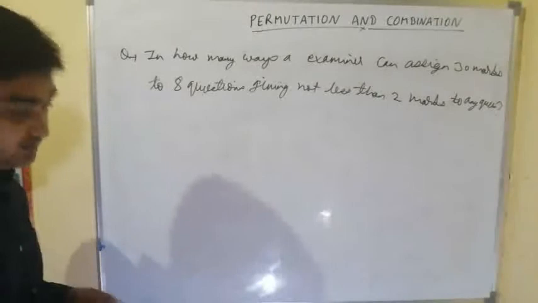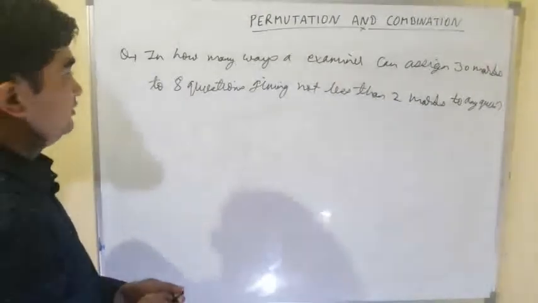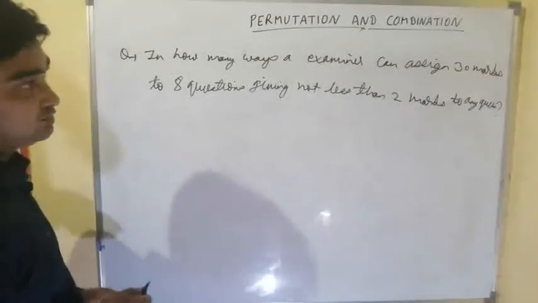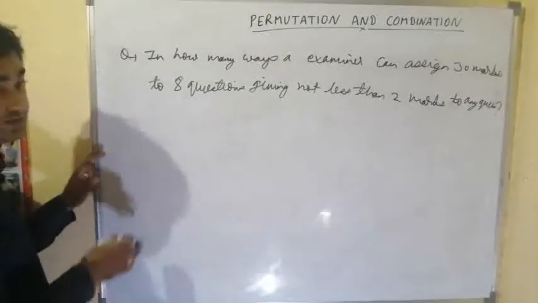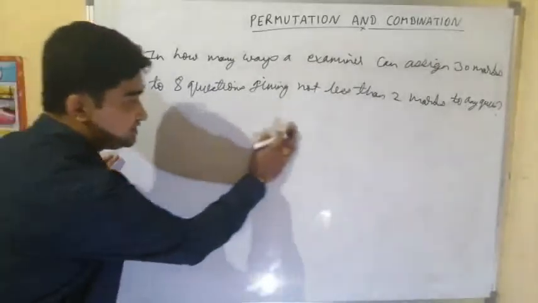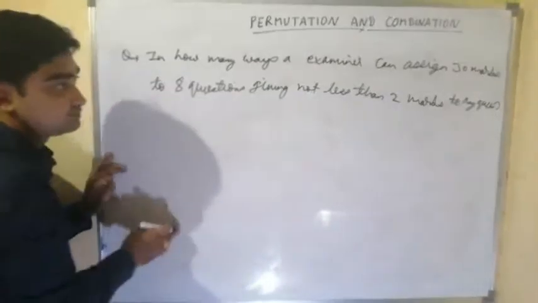Less than 30 means less than 16. Any one problem cannot take more than 16 marks. So we will see how to make this distribution.